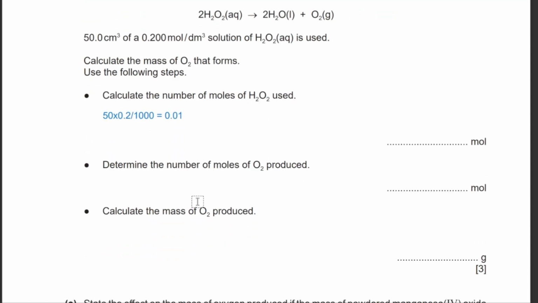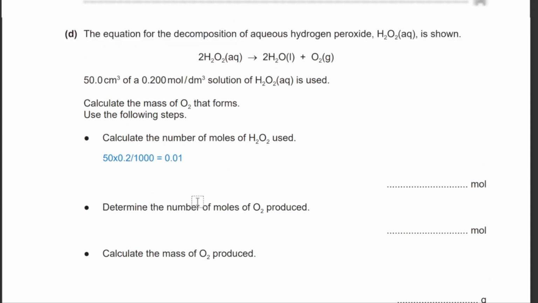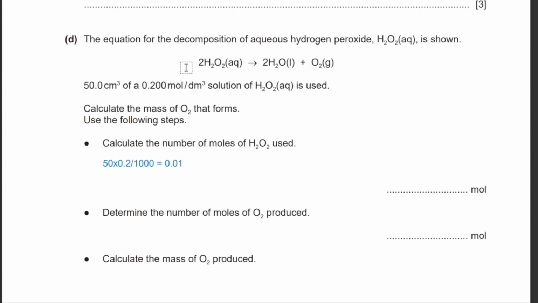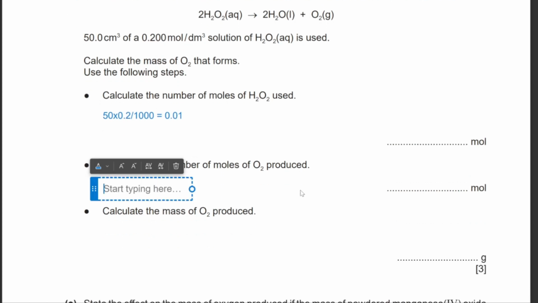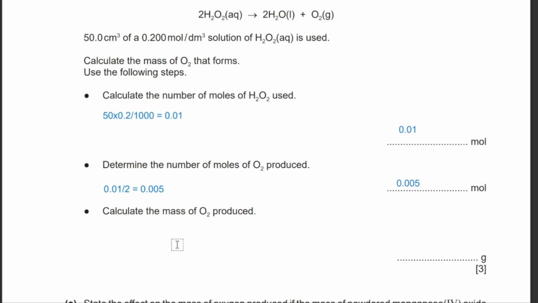Determine the number of moles of O2 produced. Alright, so we will use the ratio method, and as we can see, the ratio is 2 to 1, so that means the number of moles of O2 would be half the moles of hydrogen peroxide. So half of 0.01, divided by 2, becomes 0.005.